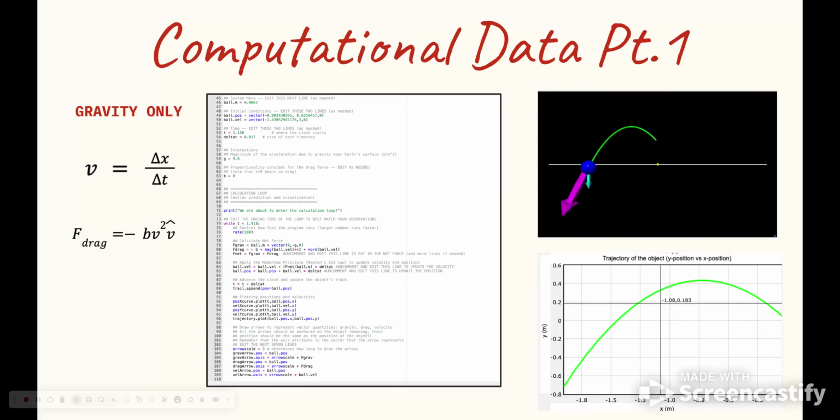And then we're going to set 0.01 seconds as our time step. Additionally, we define both the forces of gravity and drag. So for the first model, we can eliminate drag.